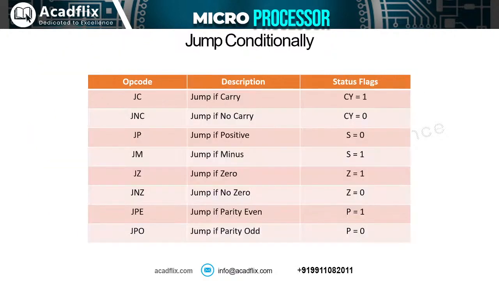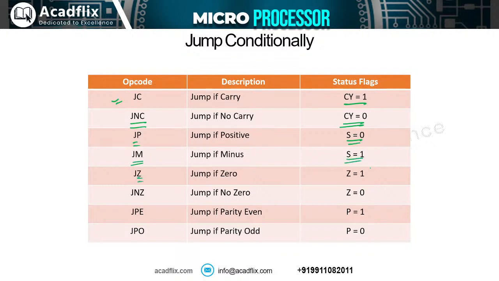So we have different jump instructions. We have jump with carry. This means that if the carry flag is set, you will jump. Jump if not carry, that means the carry flag is not set, then you will jump. Jump if positive, that means if the sign flag is 0, that means positive, then you will jump. Jump if minus, that means if the sign flag is 1, that means the value is minus.